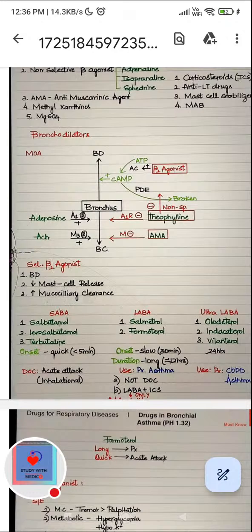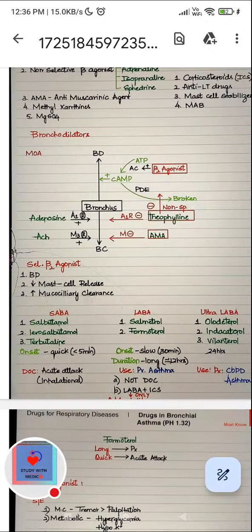They inhibit the release of histamine. Histamine and SRS-A, they inhibit the release of these. If there is no histamine, there is no bronchoconstriction. And SRS-A, LTC4 and LTD4, these are leukotrienes from mast cells. They promote mucociliary clearance, so ciliary action will be there, and clearance of the mucus.